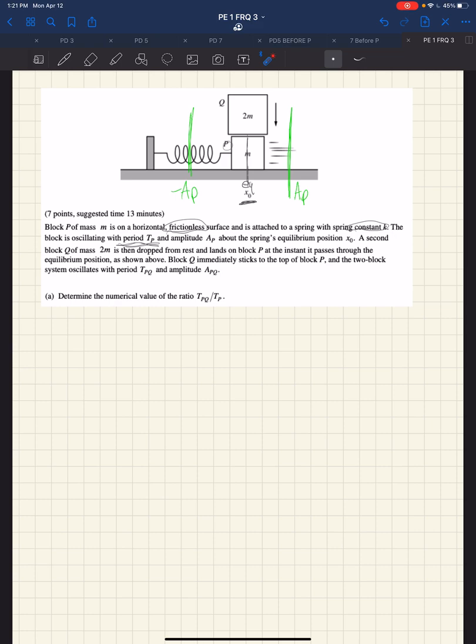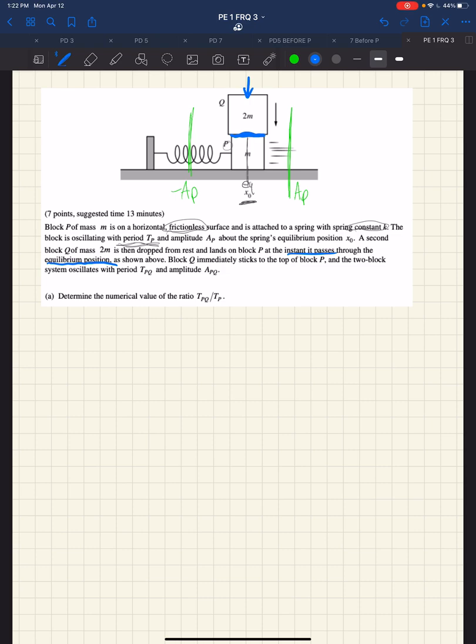A second block, Q, with a mass 2m, is dropped, and however you want to think about it, it sticks to this block. Maybe there's Velcro, something like that, and it immediately sticks. At the instant it passes through the equilibrium position, so when it's at this location, we drop that block, and it sticks at that spot.